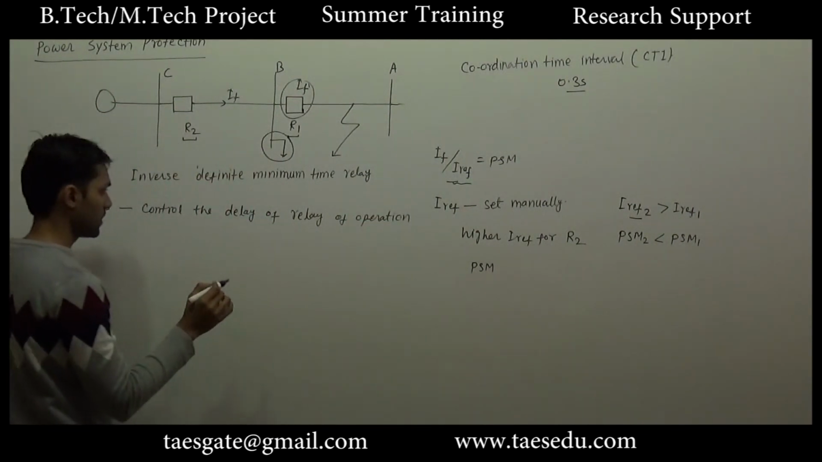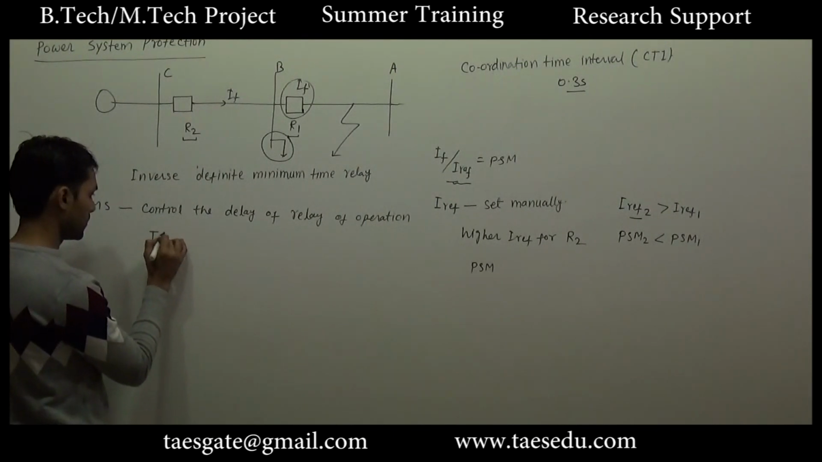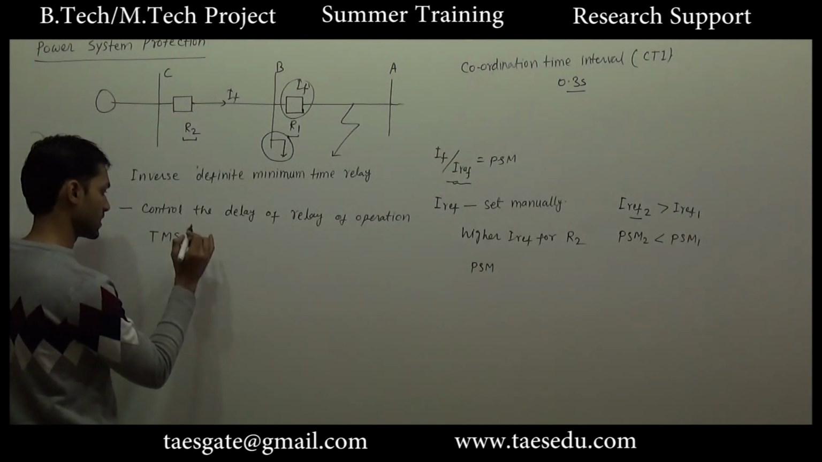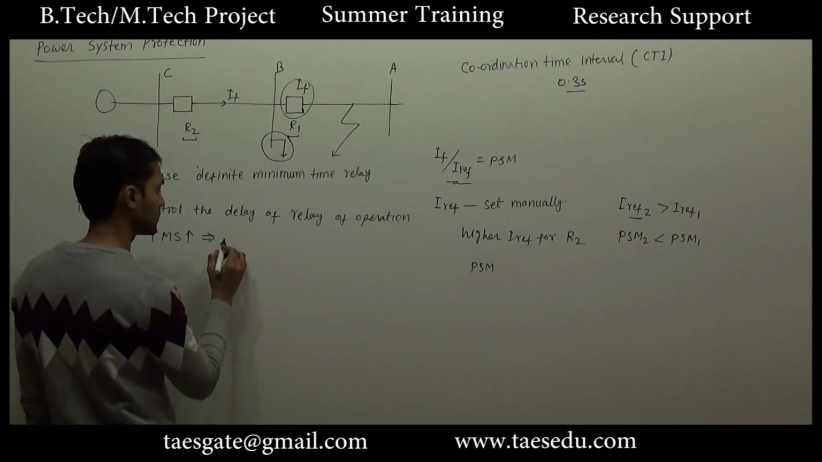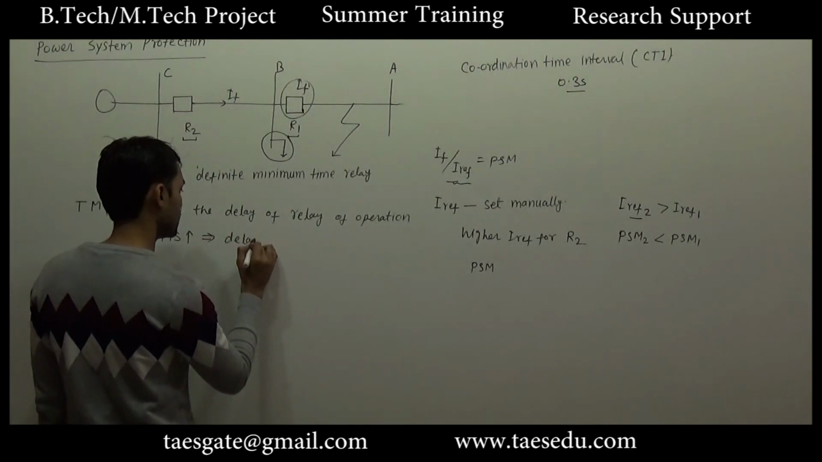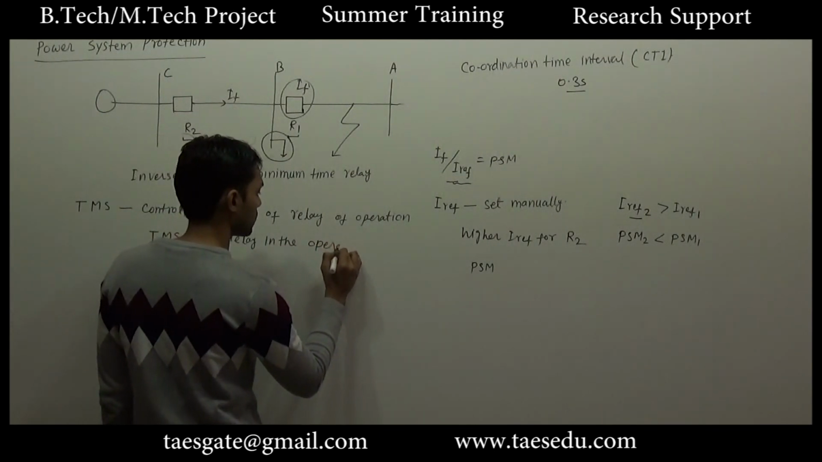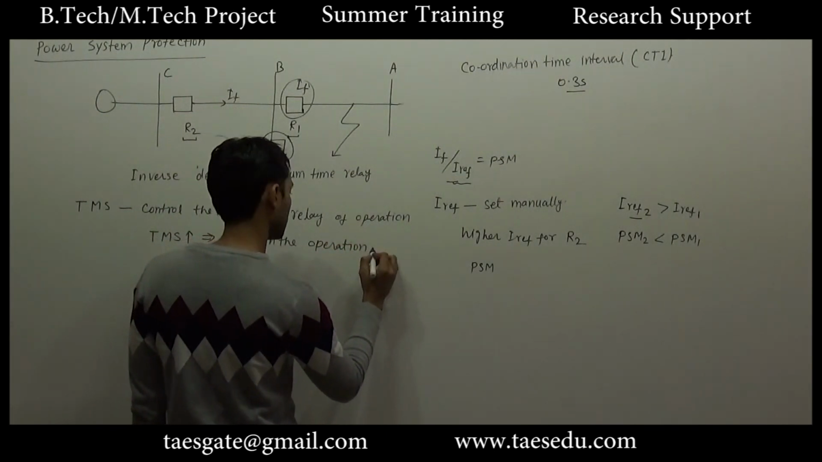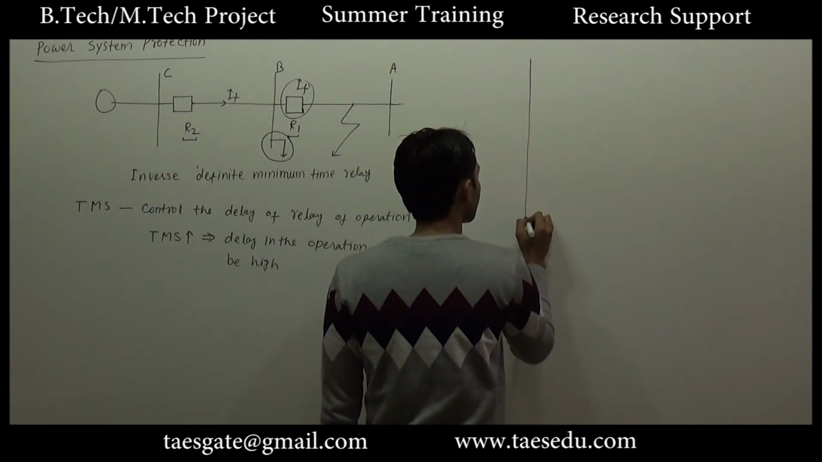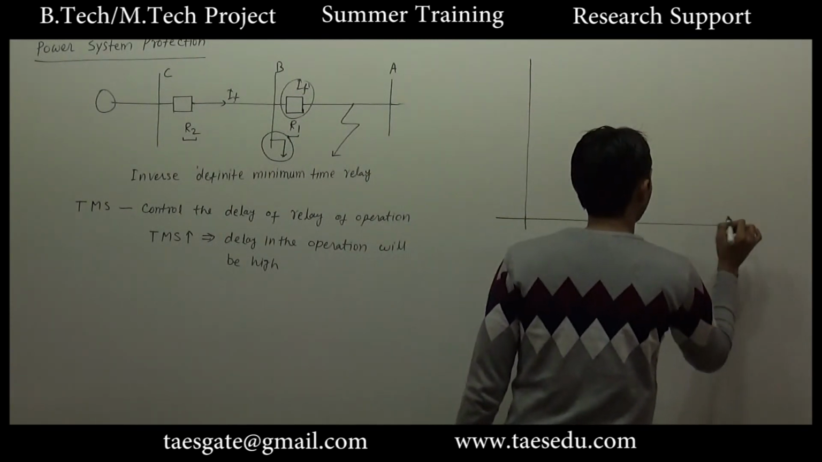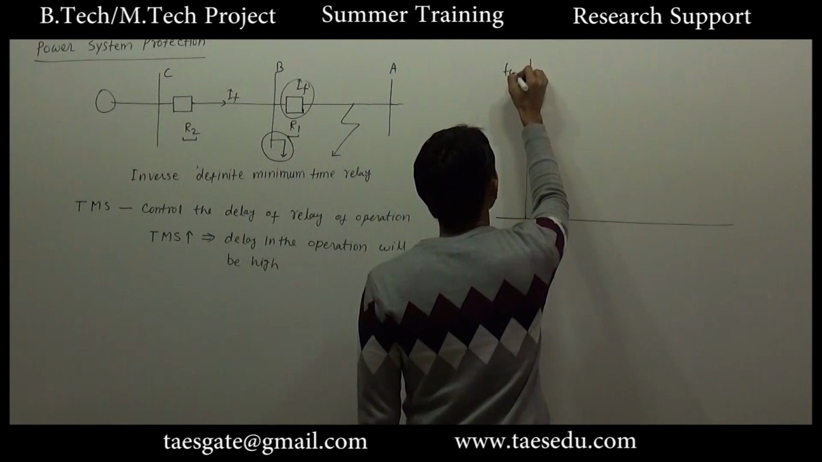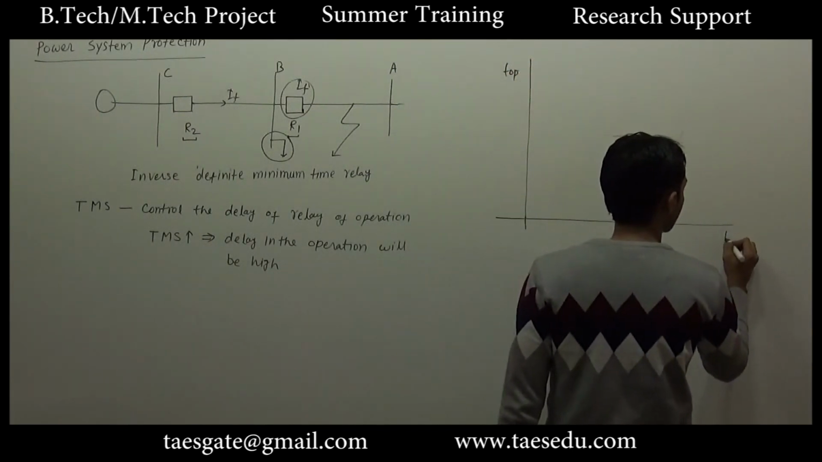Okay, if for a relay the value of time multiplier setting is high, it means delay in the operation will be high. So now we can plot graph of time of operation versus PSM.